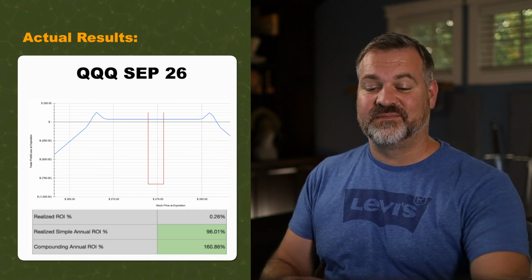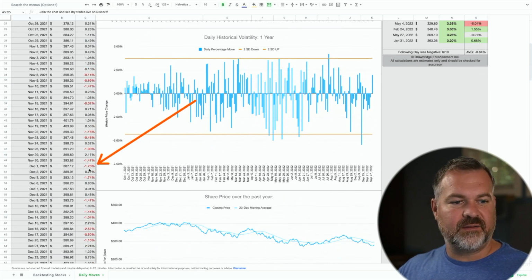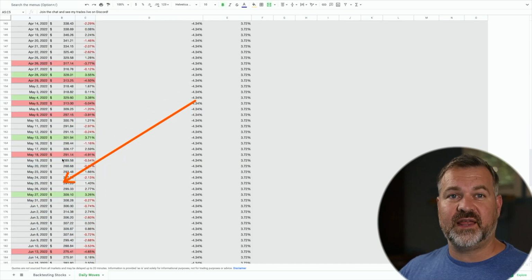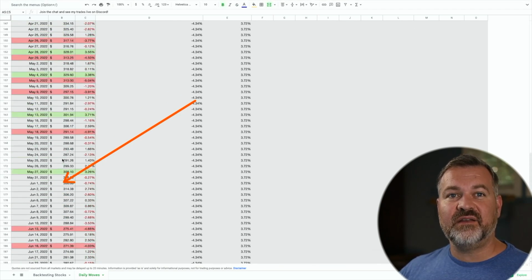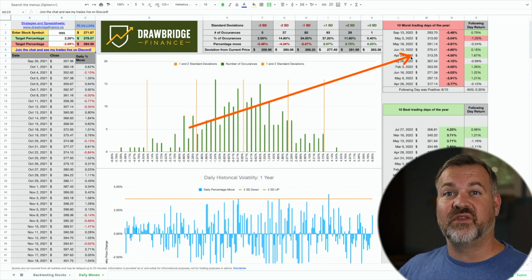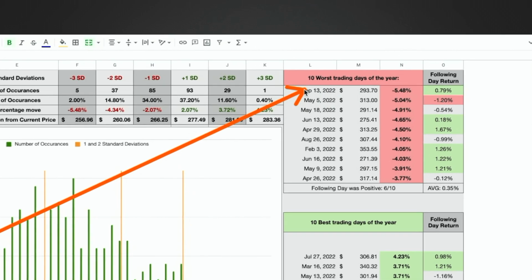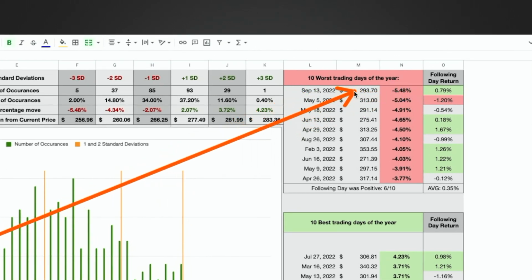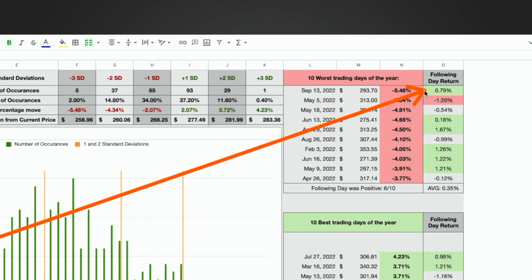It's pretty awesome. Now, on top of that, what it also does is it shows me all of the data and it highlights the worst 10 days of the trading year and the best 10 days. And so it's kind of an interesting way to just look at it. It also summarizes those trades and puts them in a neat little table over here. So we can see pretty easily September 13th of 2022, which is actually just a couple of weeks ago, was the worst performing day of the year. The stock dropped 5.48%. You can also see that the following day after this large drop was green.